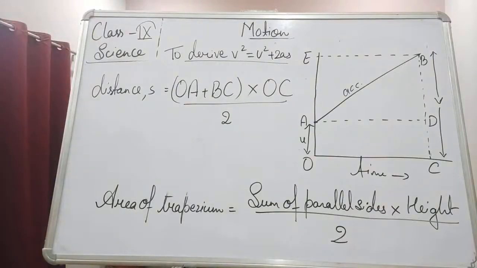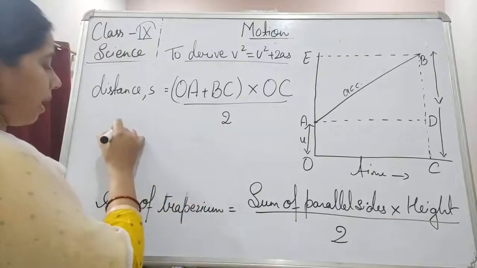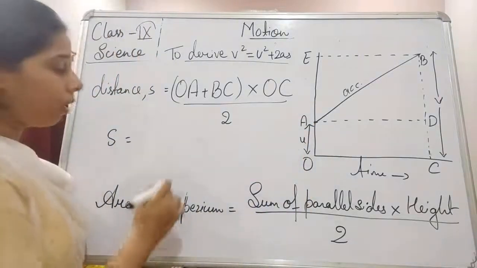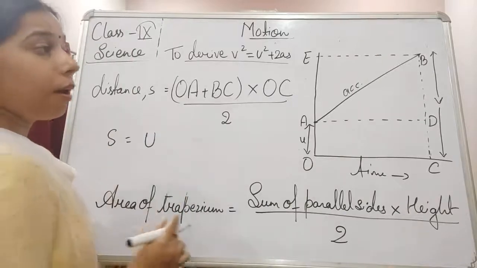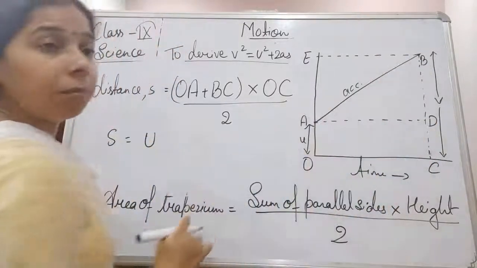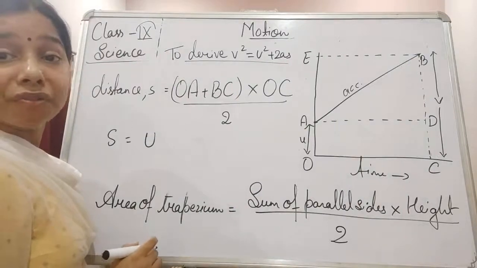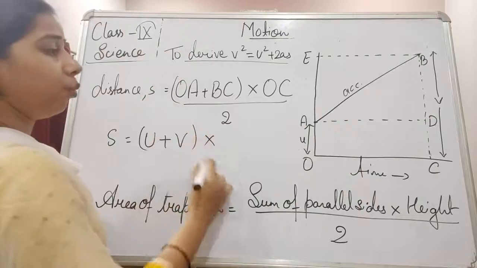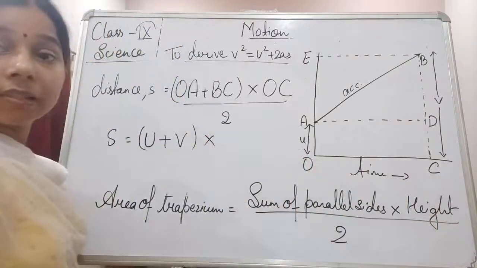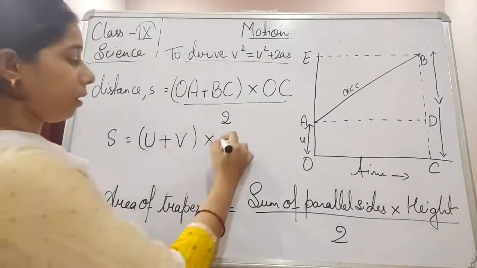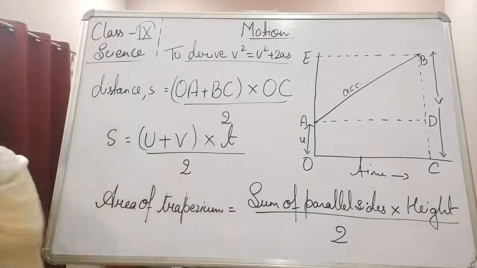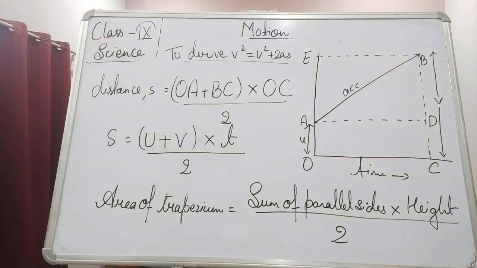Now this S will be equal to OA. What is OA, student? That is U, plus BC. BC is what? That is V. So U plus V into OC, which is time T, divided by 2. Now this is the equation that we made.